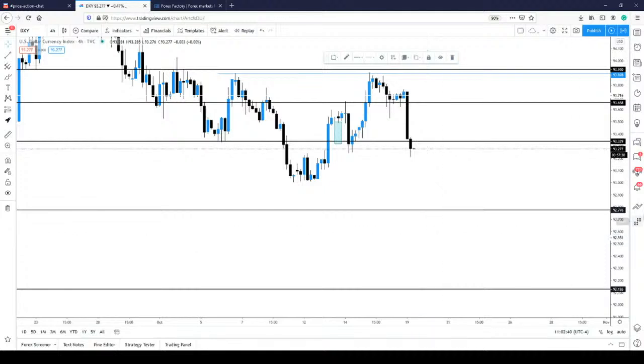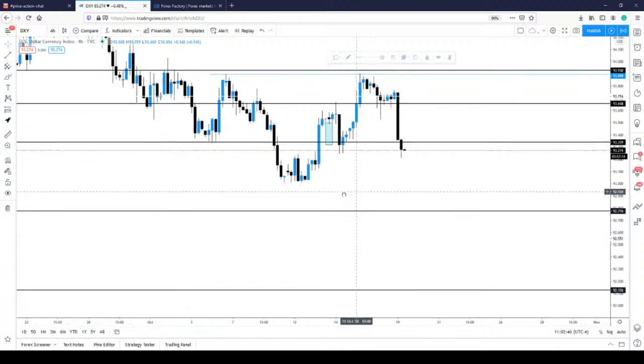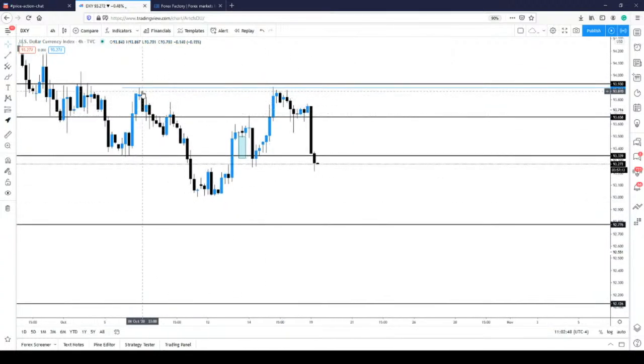Monday morning, back on the charts, and the dollar index is doing what we thought it would last week. So, last week we talked about this equal high right here at 95.894, and price came up, and I believe from Tuesday to Friday we got this down move, and it's kind of pulled back.